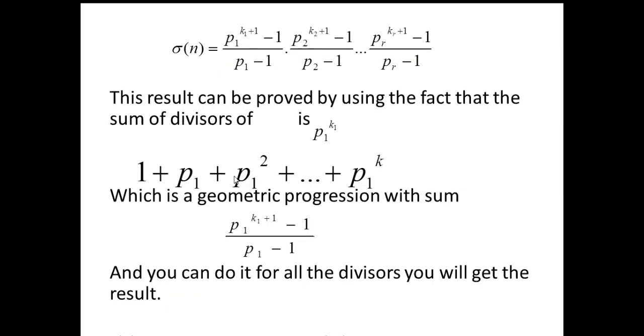Let us try to prove part B. This result can be proved by using the fact that the sum of divisors of p1 to the power k1 is equal to, what are the divisors of p1 to the power k1? They are 1, p1, p1 square, up to p1 to the power k1. So when we want to find the sum of these divisors, that is equal to this. And what is this? This is a geometric progression, and we know how to find the sum of a geometric progression by this result. So you can do it for all the divisors and we will get the result.